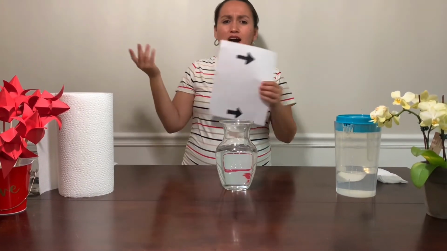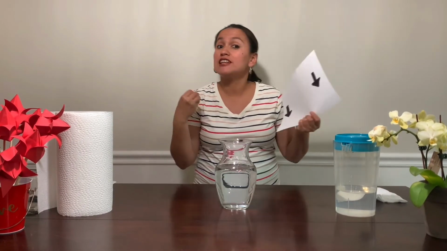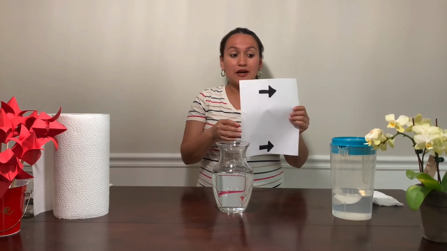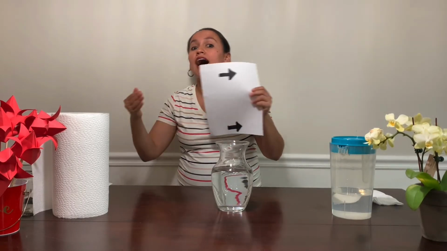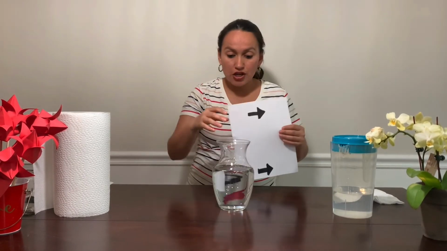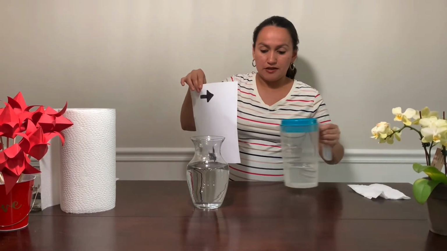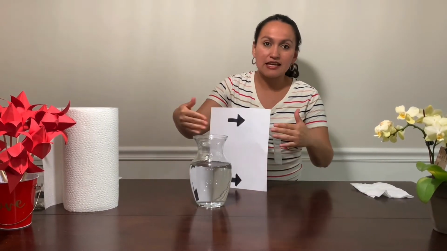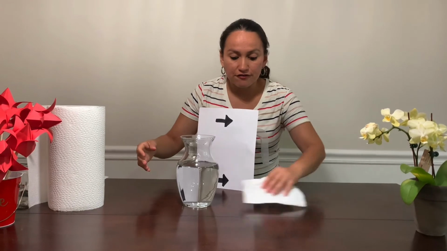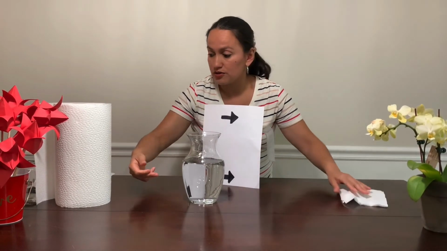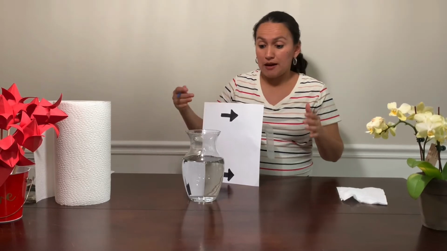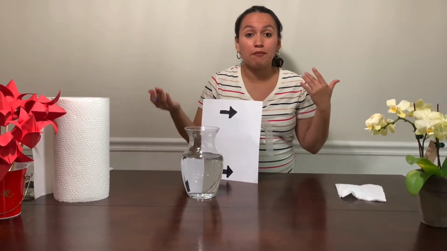And you are thinking, but how, Miss Angie, is this happening? This is the refraction. Remember that I told you that the refraction is the bending of the light, and this occurs when the light travels from one medium to another medium. So I'm going to show you here. In this case, I'm going to put this paper here behind. In this case, you are not going to see the arrows through the water, but I want to show you how this happens. And this happens in 3 points.